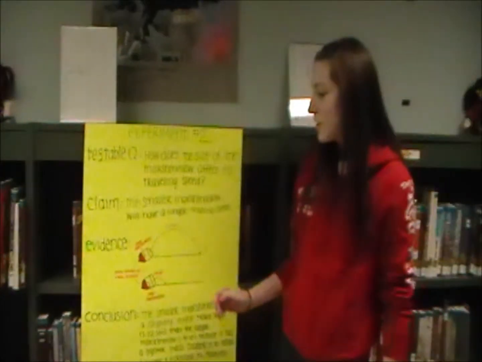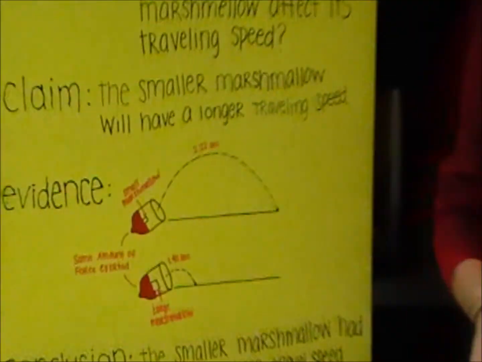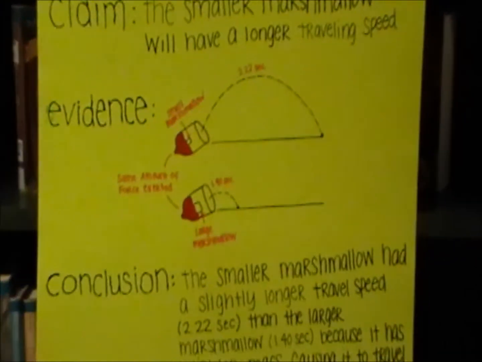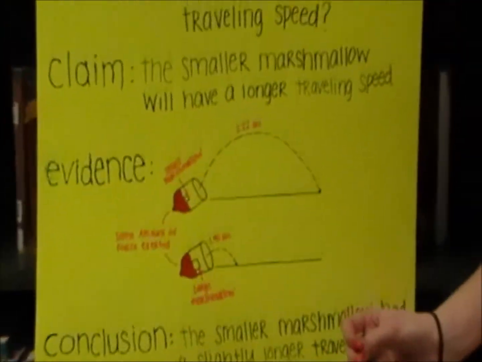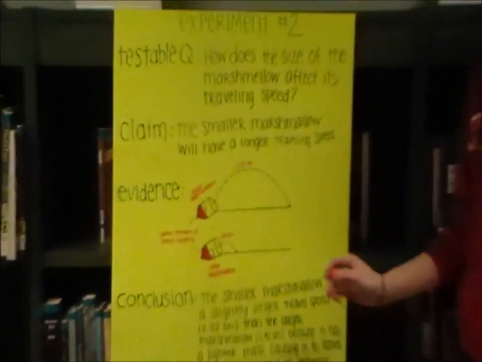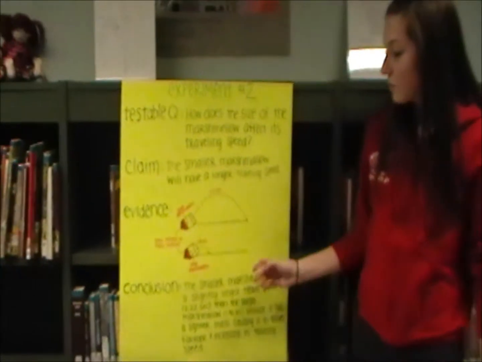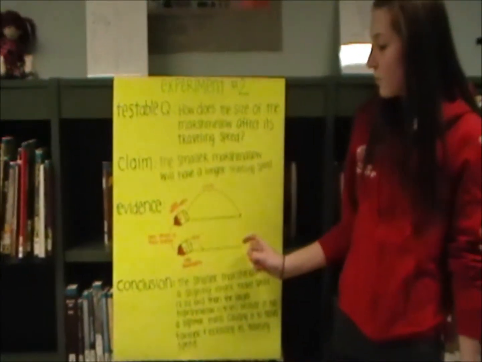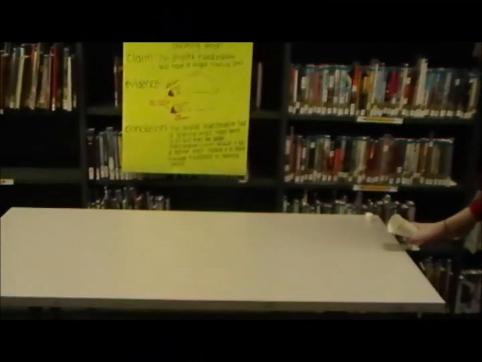So we started with the smaller marshmallow first, and we used the same amount of force for both marshmallows, and we pulled it back and let go, and it hit the table 2.22 seconds after we pulled the balloon. And for the larger marshmallow, we used the same amount of force, but this only lasted 1.40 seconds and traveled a shorter distance.